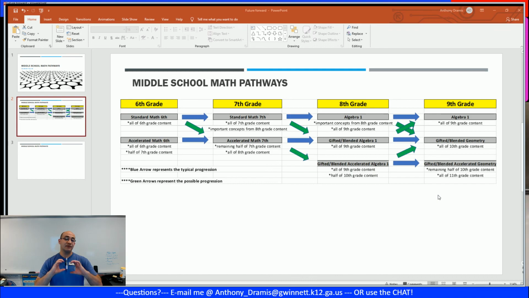If your child's in the gifted blended Algebra 1 section, the natural progression is to go to gifted blended geometry in the 9th grade. We feel very comfortable that they're prepared enough in terms of the content and the rigor and the pace to get to that geometry level. Now, gifted blended accelerated Algebra 1, that class typically goes to gifted blended accelerated geometry.